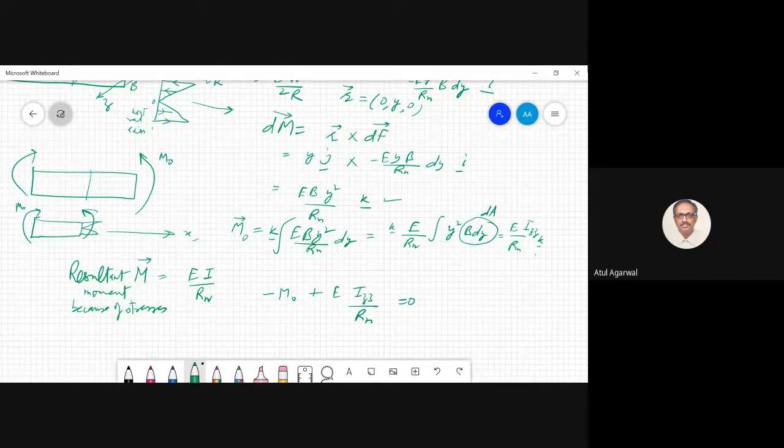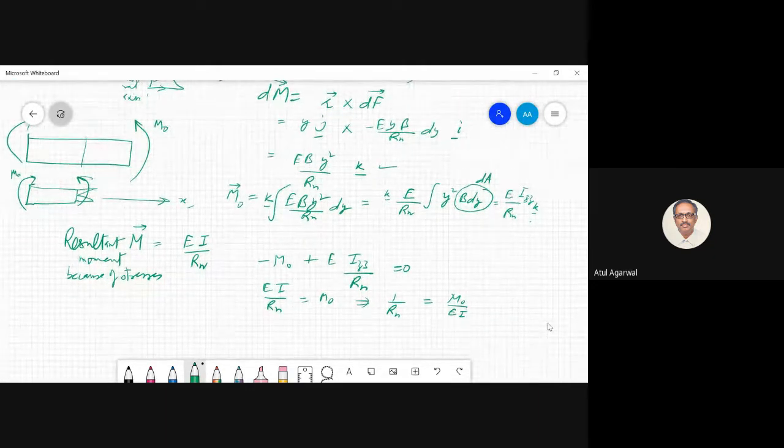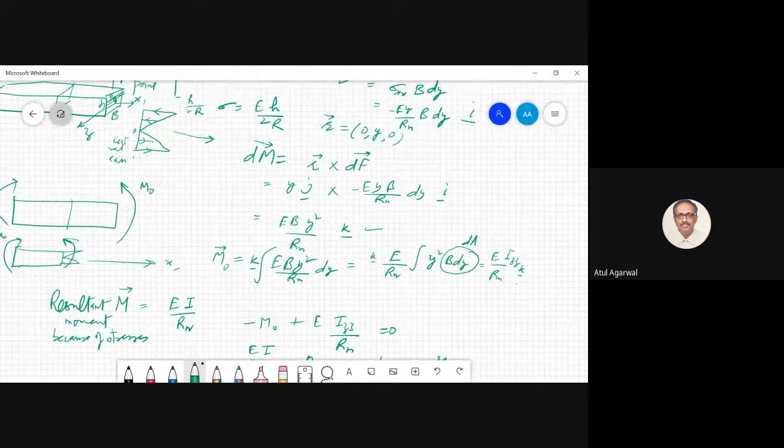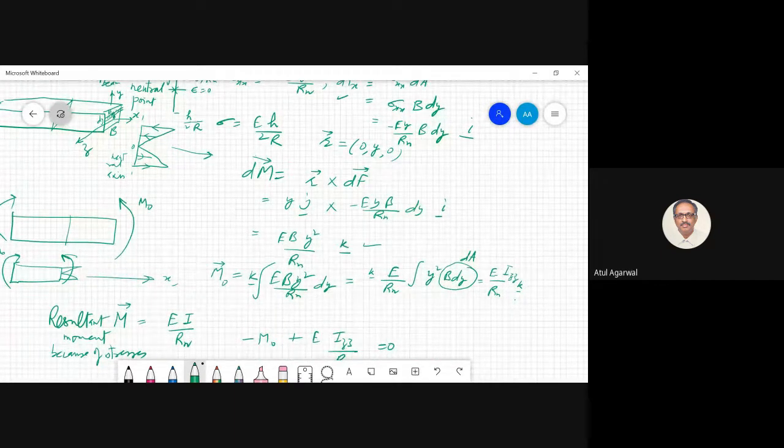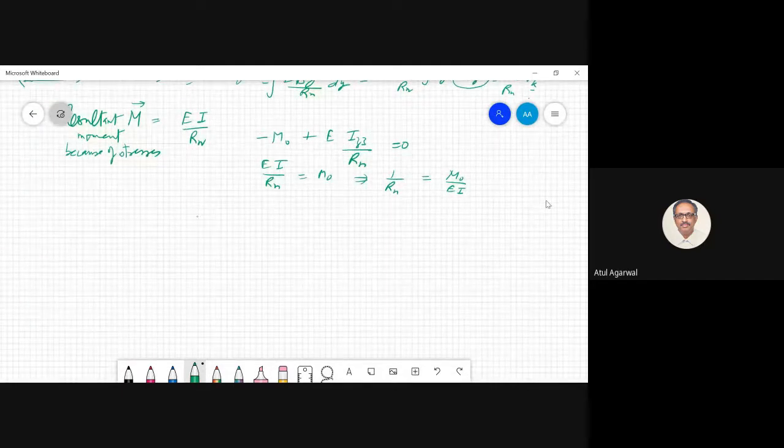Now you see what you get from this. EI upon Rn is equal to M naught, which implies what is your Rn? 1 by Rn is equal to M naught by EI. So you get the value of the radius of curvature of the neutral surface. Now if you look at the expression we have calculated for stress, what was our stress expression? Minus Ey by Rn. So what is our 1 by Rn? 1 by Rn was M naught by EI.